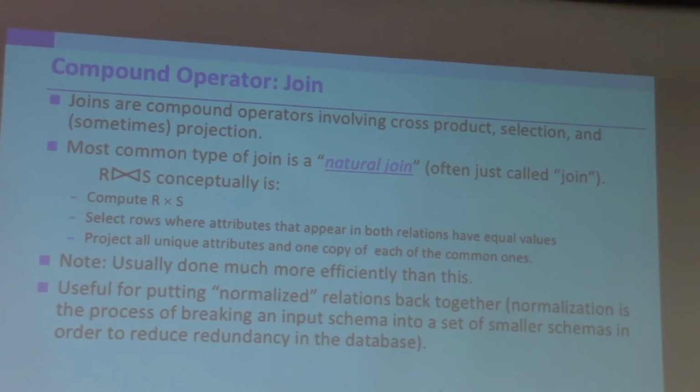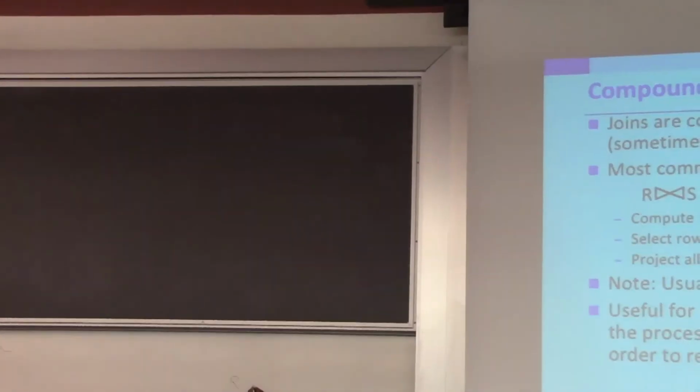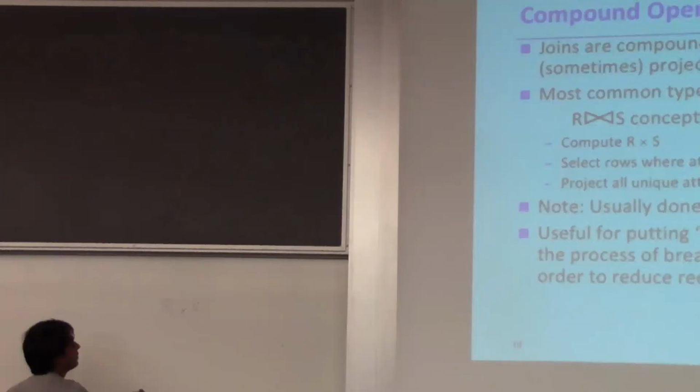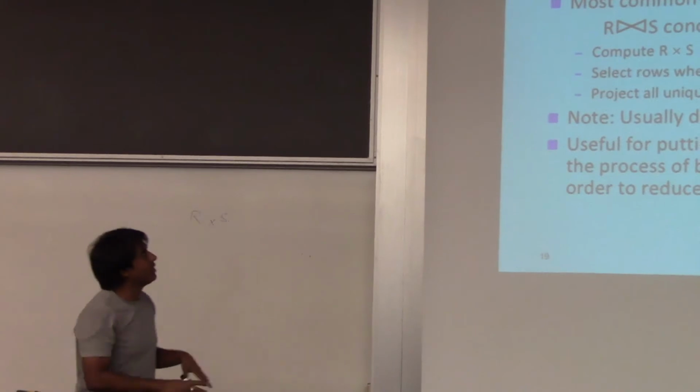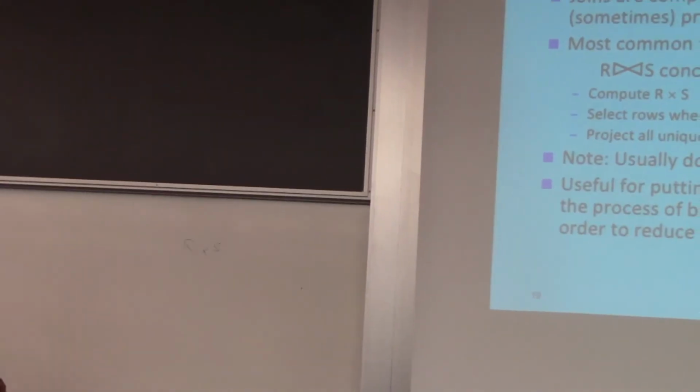So you can think of it in this way, that you first compute the cross product. Okay, so let's do that. So you first compute the cross product. So this was the result, and the result looks something like this. Okay.